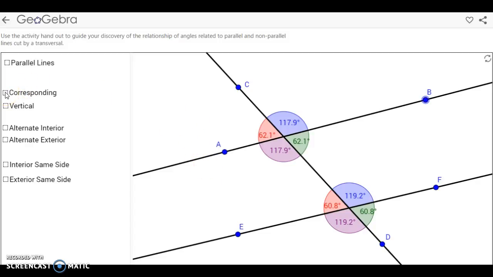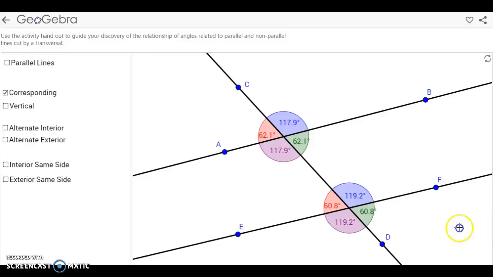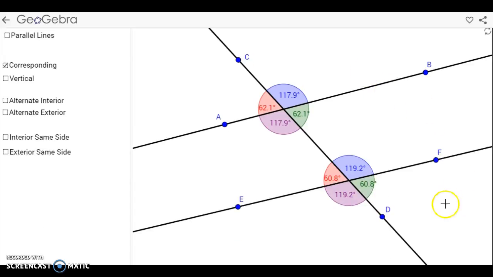So I'm going to click first on corresponding, and we're going to see what those actually are. So we have different pairs of corresponding angles. The ones in blue are corresponding, and the ones in green are corresponding, and the ones in red are corresponding, and the ones in purple here are corresponding. The main idea here is that when we have these lines intersecting and crossed by that transversal, we're going to have two regions, an inside region, which is highlighted here, and then we're also going to have an outside region, which is all in this area here.